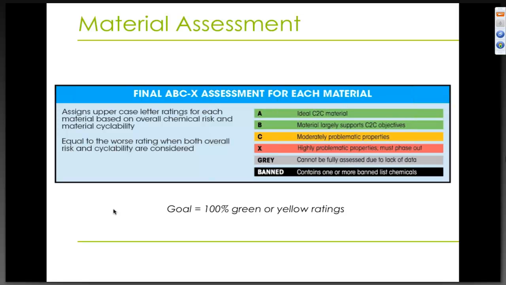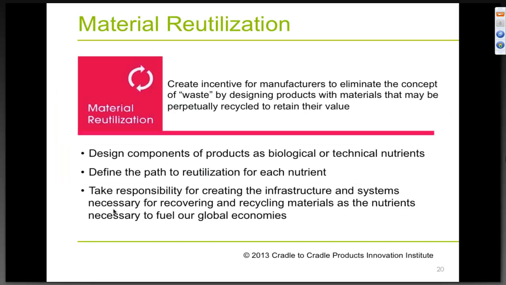So within the material reutilization component of the certification system, again, it starts at a basic level with identifying the product as designed for a biological nutrient cycle or a technical nutrient cycle, or both if the product is easily disassemblable. Then it goes into assessing those materials to determine whether or not they are inherently recyclable or biodegradable based on the application, and in optimizing those materials towards being recyclable, biodegradable, towards use of rapidly renewable content or recycled content as may be appropriate.